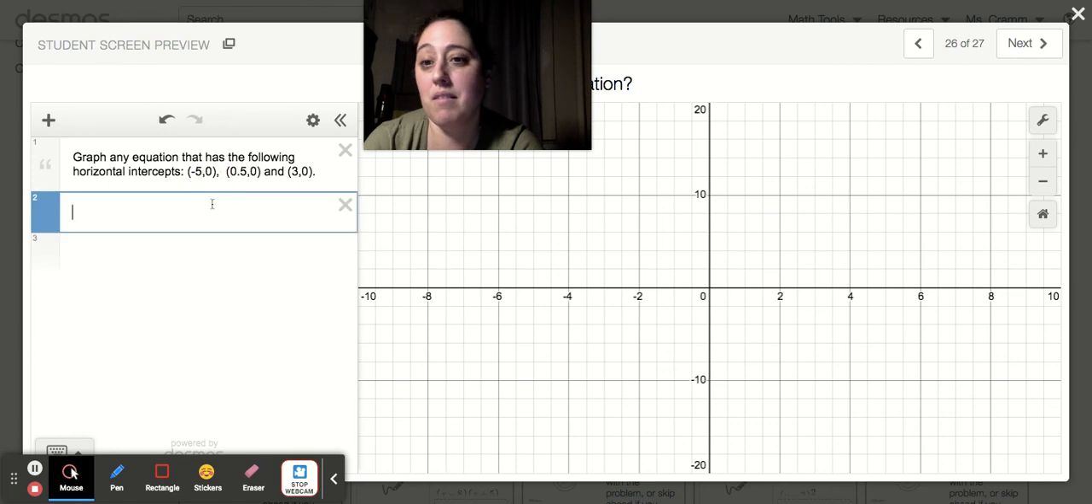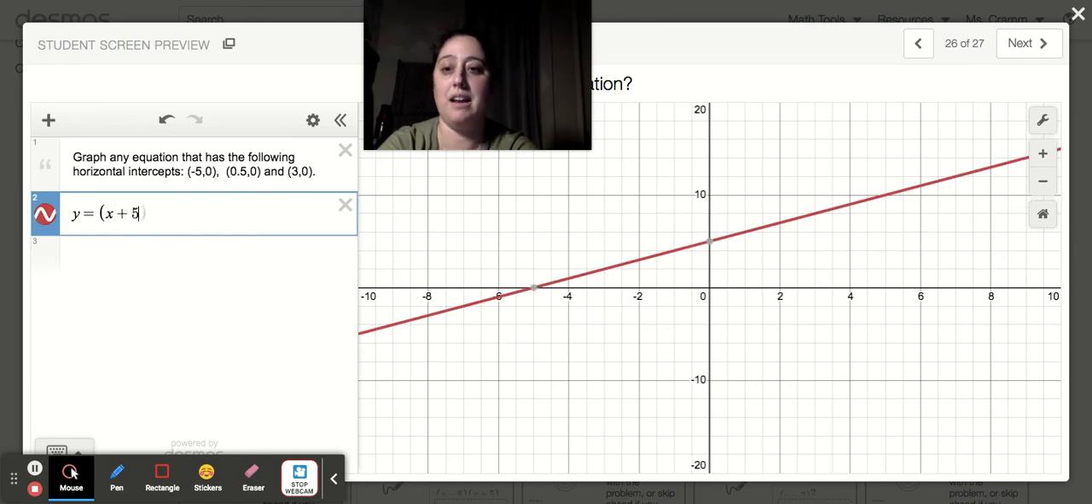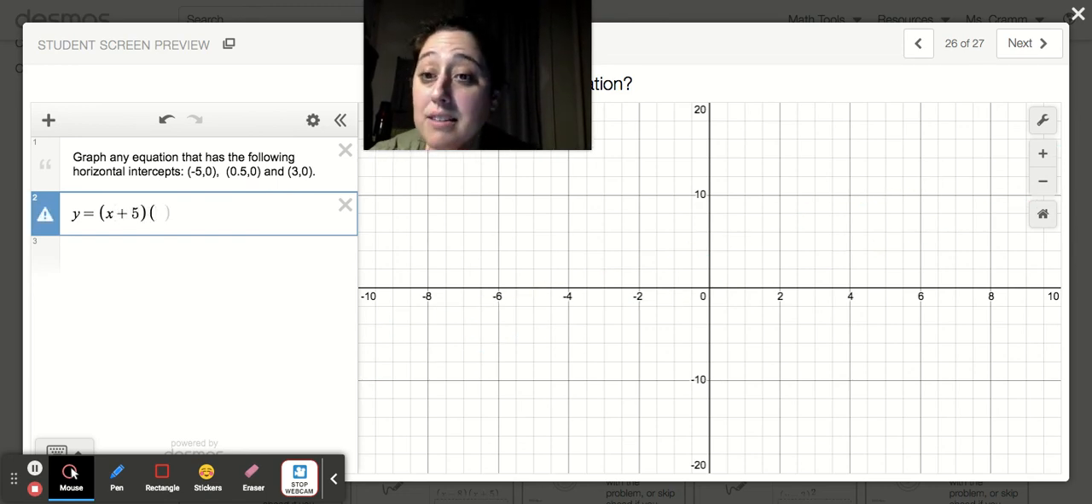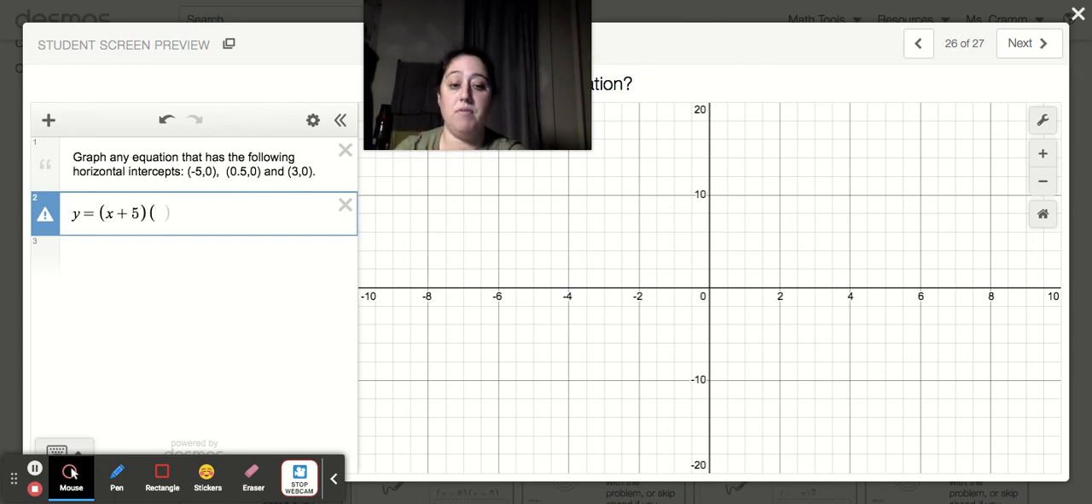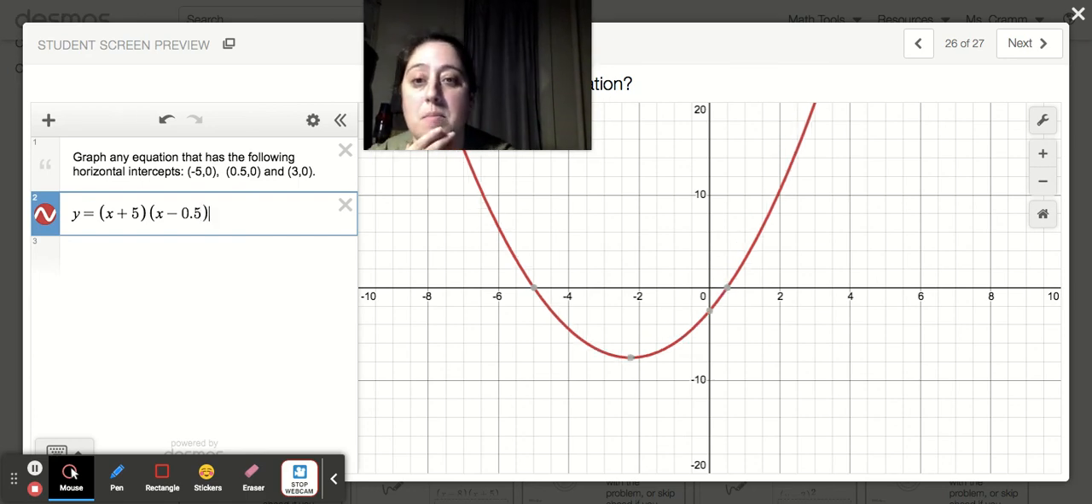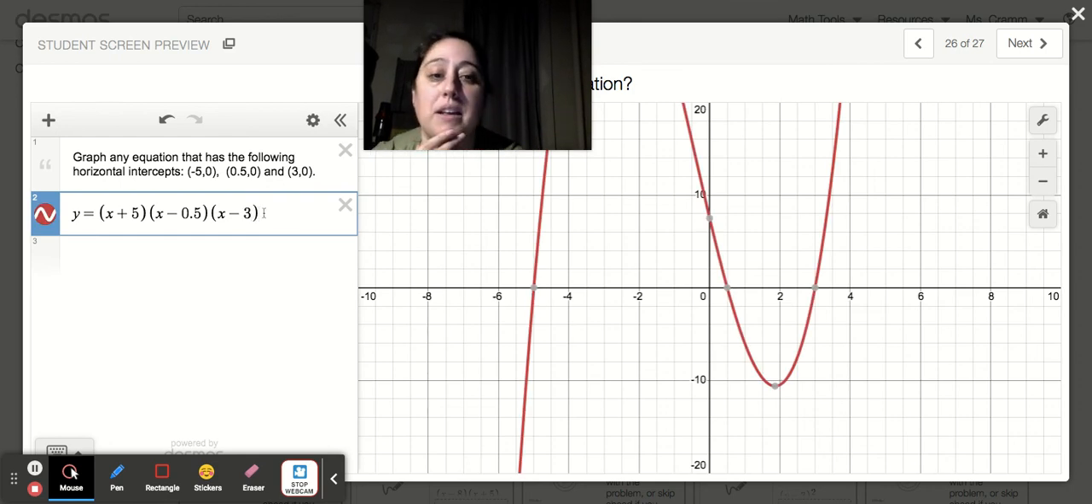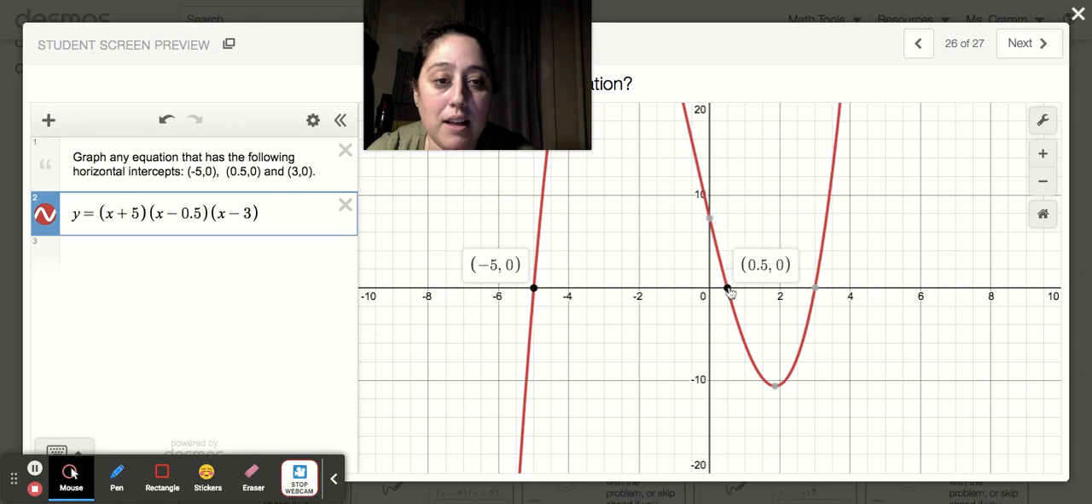Okay, same thing. So if x is negative 5, I need to add a 5 to that. If it is a positive 0.5, right? So if x is positive 0.5, I've got to subtract 0.5 from that. And then if x is a positive 3, I've got to subtract 3 to make it 0. So I have negative 5, I have a positive 0.5, and a positive 3.